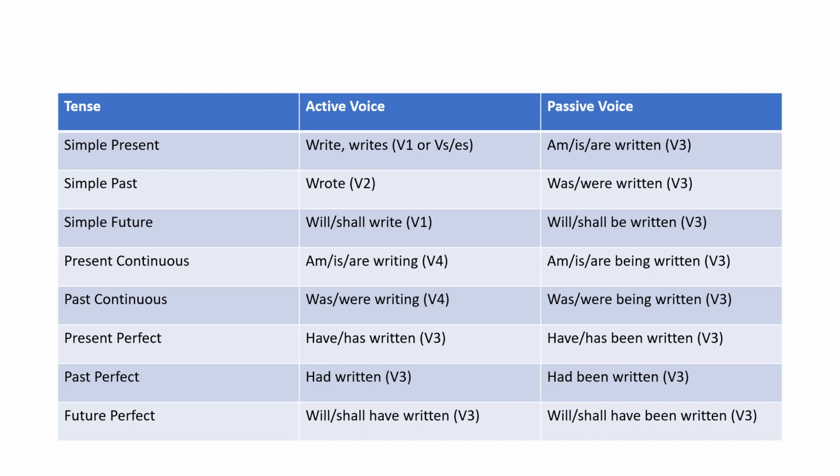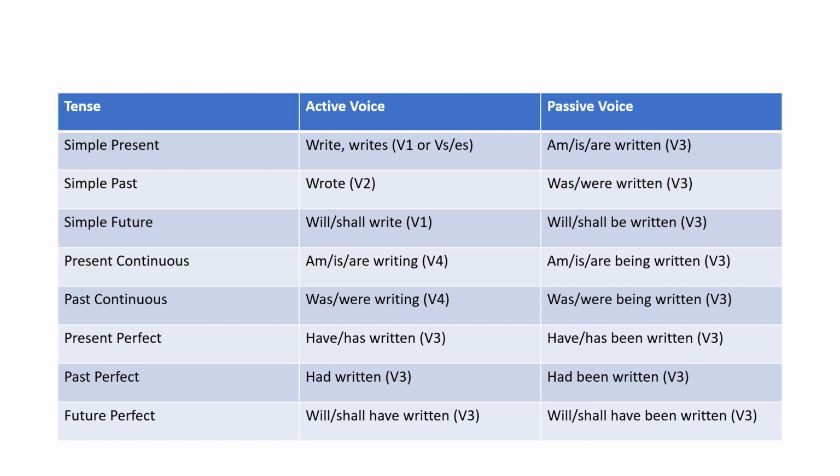In the past continuous tense, we have was, were, writing. Again, we have the ing form of the verb. While changing into passive voice, we need to add being, and the main verb will be changed into written, which is the past participle form or third form of the verb. So the addition is was, were, being, written. In the present perfect, we have has, have, written, the third form of the verb. While changing into passive voice, we have has, have, been, written.